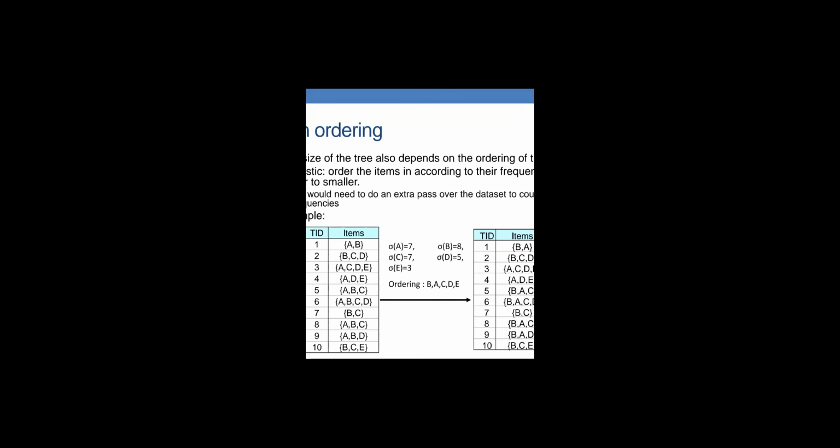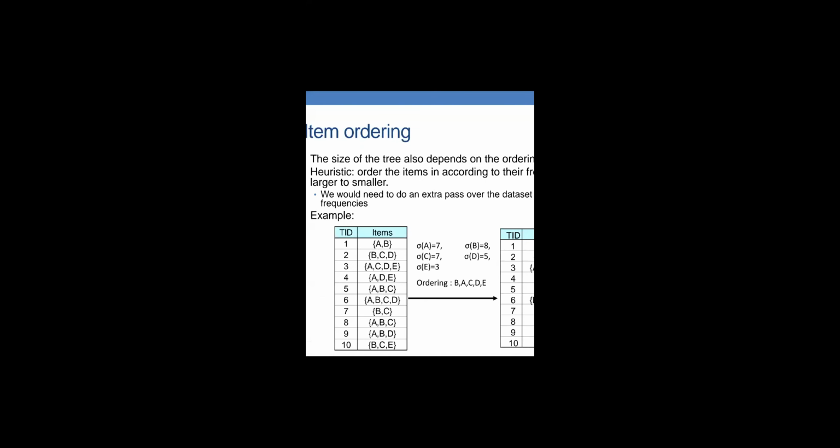Now we have to do the ordering here. The number of counts of A is 7 times, B is 8, C is 7, D is 5, and E is 3. Now ordering is highest to lowest. We have to represent it here. You have to start with B, then A, C, and D, E like this. So from highest support to lowest support, you have to represent it here.